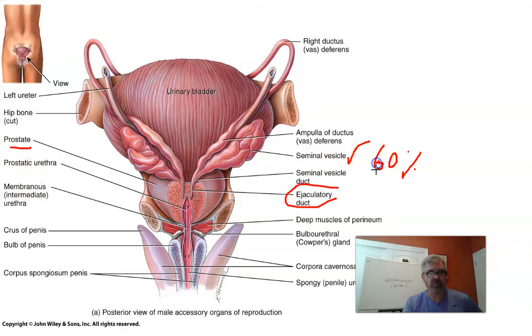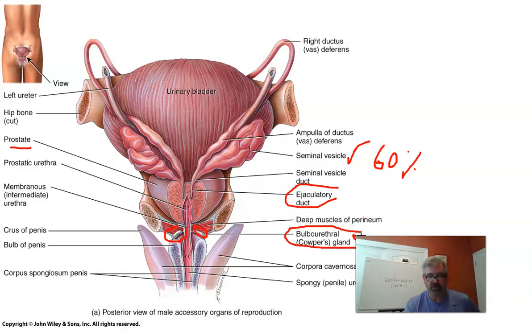So the majority of fluid in semen is from the seminal vesicles. And then we find two little pea-shaped glands that we're going to see down here, kind of underneath. These two little glands here, and there's another one on this side, are known as the bulbourethral or Cowper's glands.